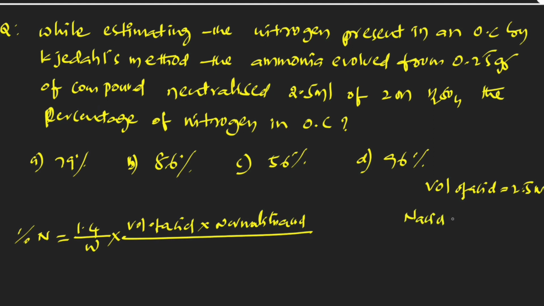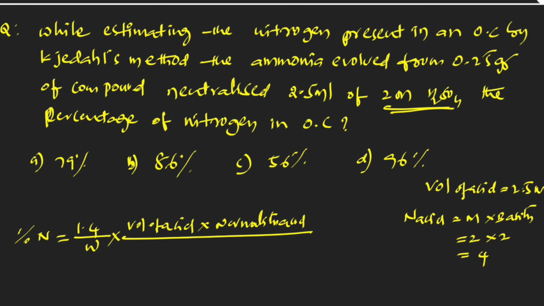The normality of acid is not given, molarity is given. So how to convert to normality? It is 2 molar. So the normality of acid equals molarity of acid into basicity. Molarity is given as 2. Basicity of sulfuric acid is 2. So the normality of acid is 4.